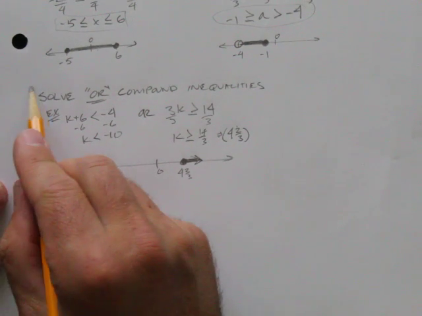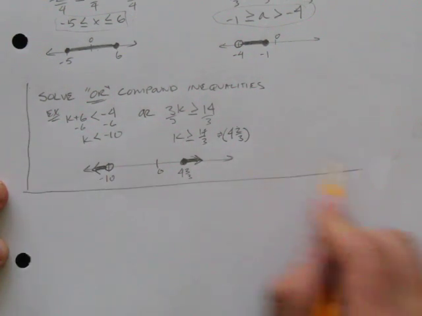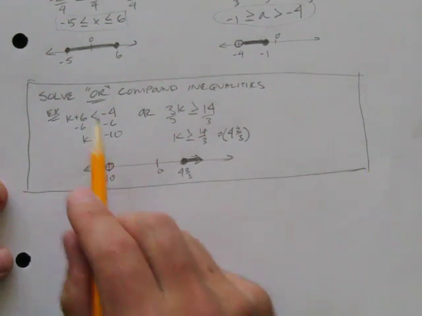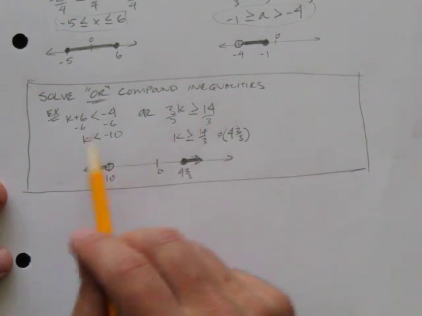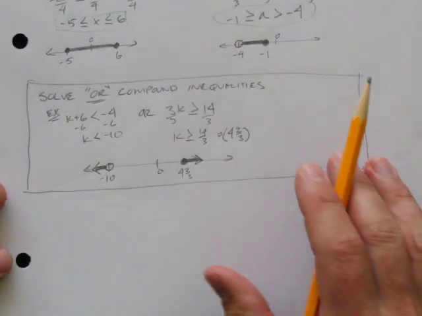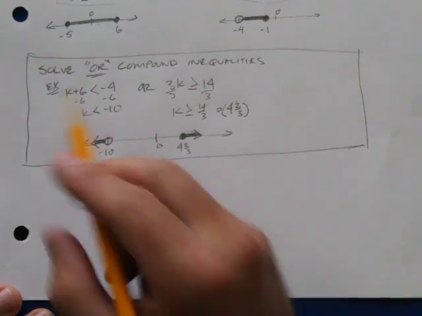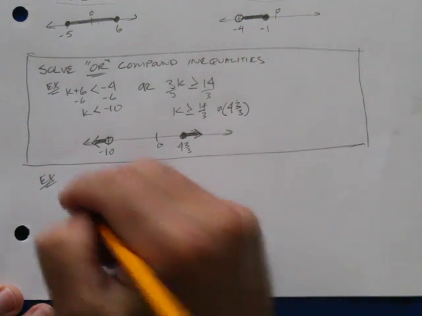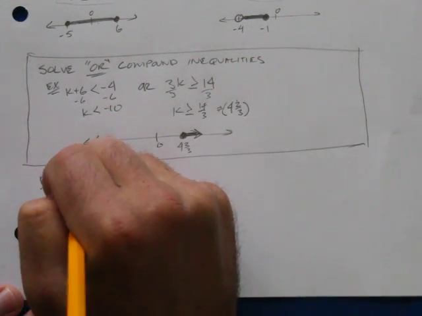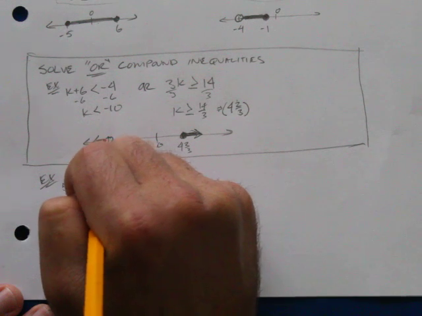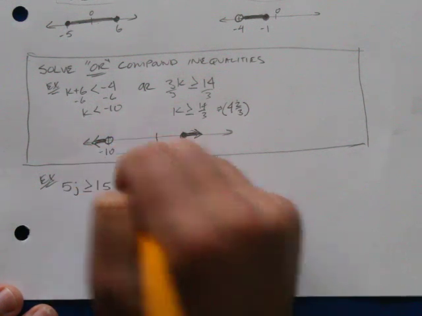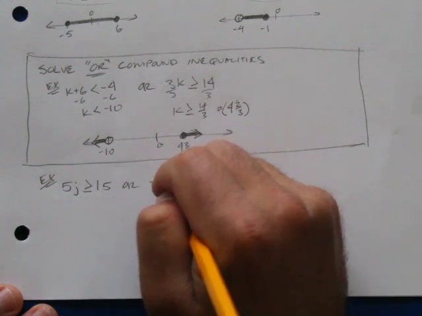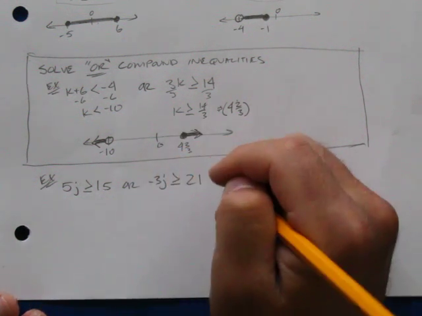Now I'm going to put a big box around this as my OR compound inequalities section. Let's do an example together besides the one that we did in there. I've got 5j is greater than or equal to 15, or negative 3j is greater than or equal to 21.